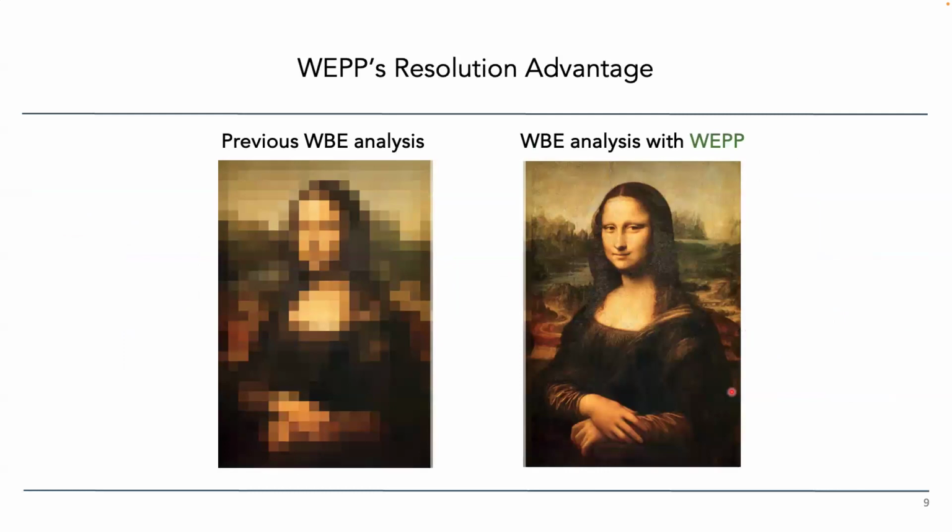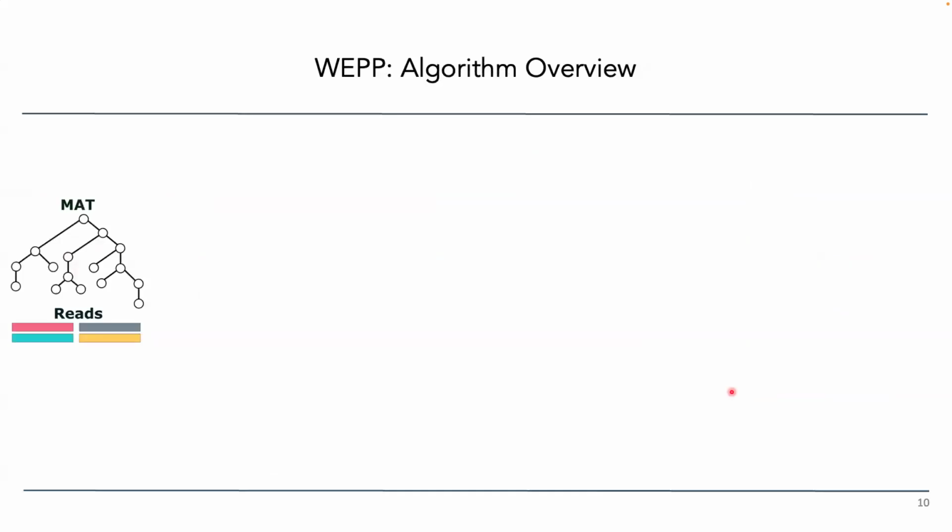So this slide captures at a high level how WEPP differs from the existing WBE tools. Existing tools perform coarse-grained analysis on the wastewater samples by reporting lineage level trends, while WEPP enables fine-grained analysis of the samples, enabling more insights about the outbreak and unlocking new applications, some of which will be covered in the next few slides. So now I'll give a quick overview of how WEPP works.